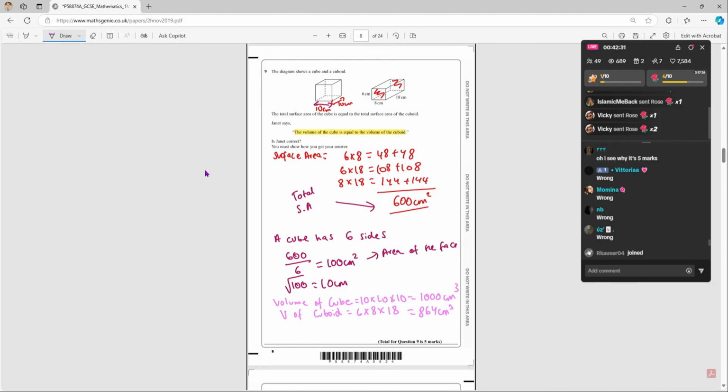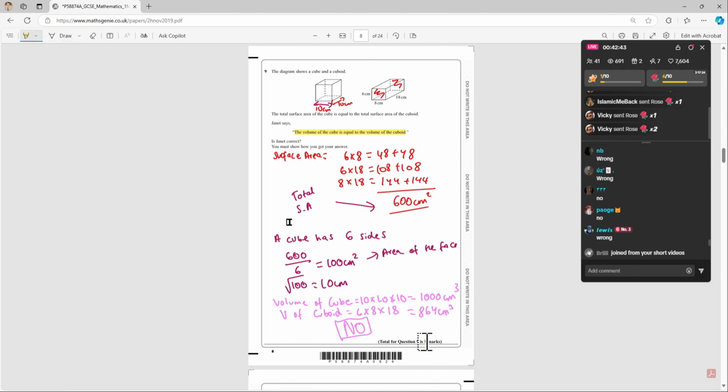Yes, obviously, guys, you should know she's wrong because we know that they do not have the same volume. So then we just write a big no at the end. Just like that. Easy 5 marks. 5 marks. Done. Okay?